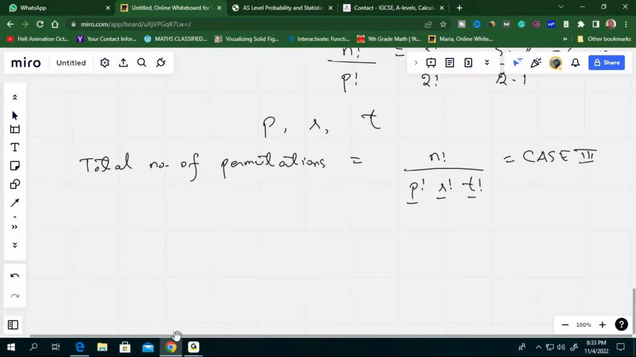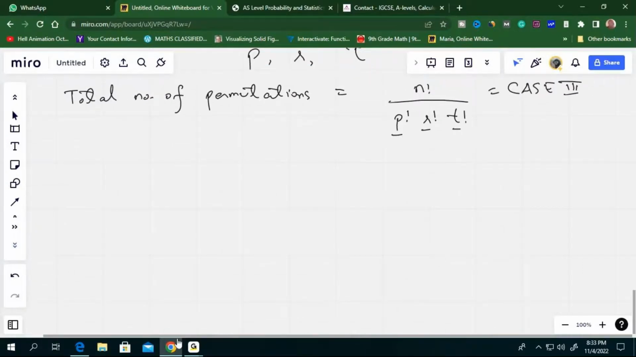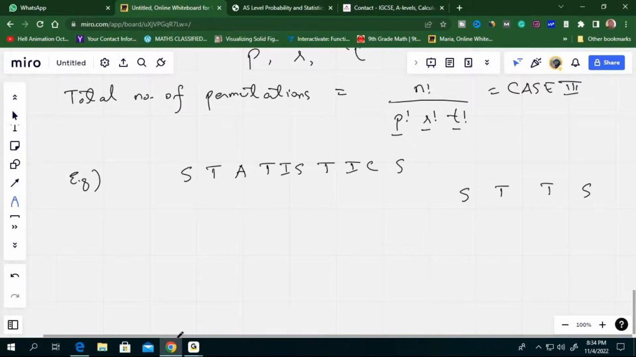Related to this case number 3, I'm going to place here an example. Okay, now I just say that I'm having a word, for example, statistics. I just write statistics here. Now, I ask you in how many possible ways you can write this word statistics. In how many unique possible ways. Unique possible ways means in how many permutations you can write statistics. I mean, I can write S and S first, then I can write T's at the positions, then I can write A's. Are you getting me?